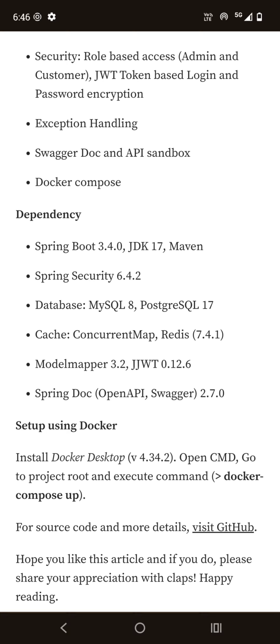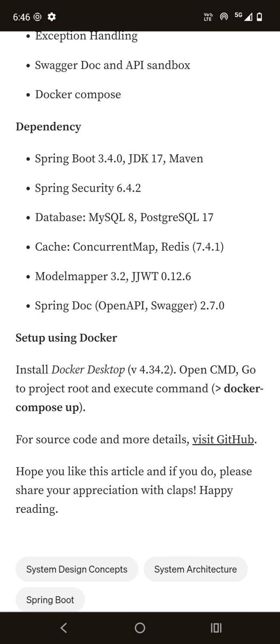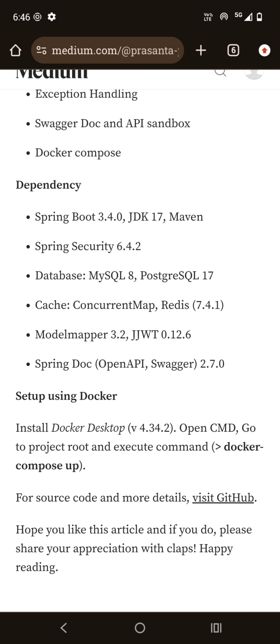Okay, JWT tokens, you can use them. Documentation, it is up to you. You can generate other documents, or you just add a Swagger API and only enable it in lower environments. Okay, and this is how it works. You can also set up Docker.